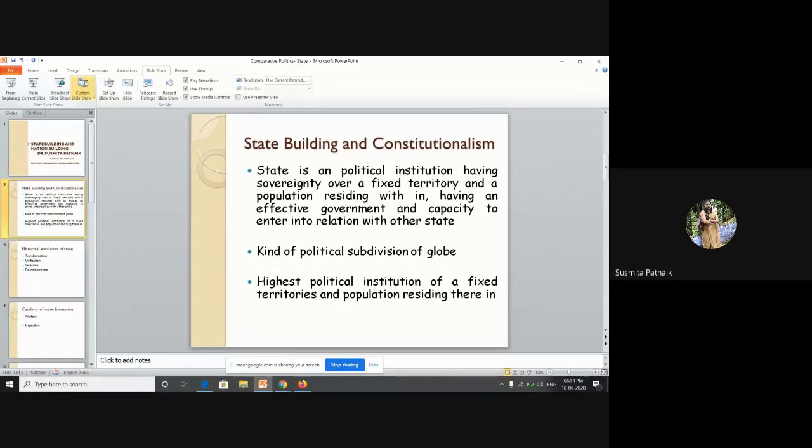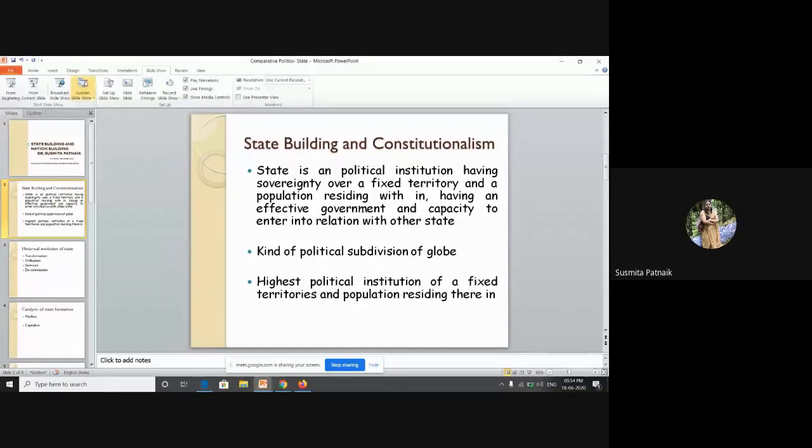Federal constitution, what do you mean by federal constitution? Federal constitution means where there are two sets of government, one in the center and the second one in the state. In the unitary constitution, there is only one constitution and the power is only given to the center. So we have different constitutions, like unitary, federal, rigid.